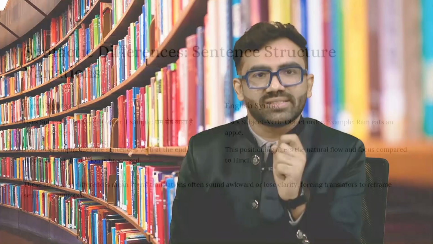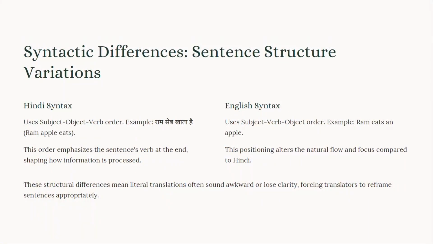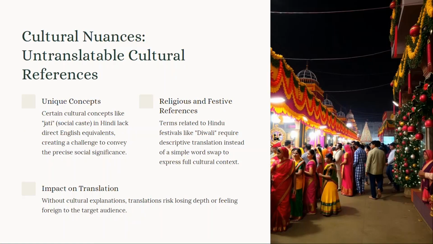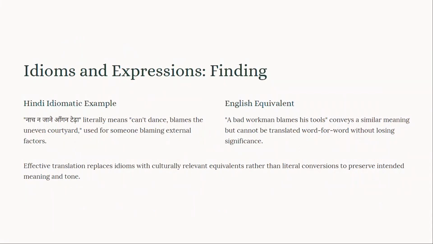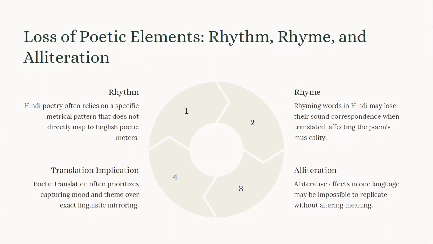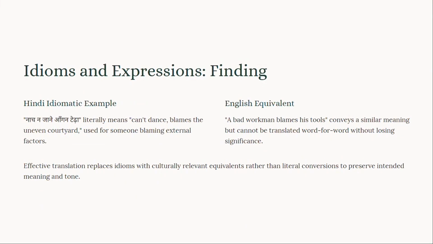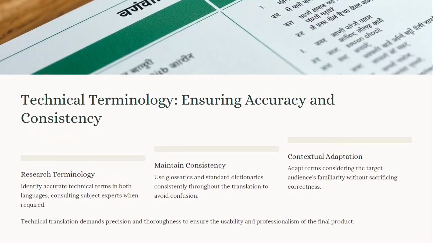And that's it for today's case study. What we have learnt, what we have discussed: first lexical ambiguity, we have discussed syntactic differences, sentence structure differences, then we have talked about cultural nuances, then we have talked about idioms and expressions. Also, one thing which we are forgetting is loss of poetic elements. Okay, pause. We have talked about idiomatic expressions. Now, we are going to talk about technical terminology. Whenever there is technical terminology, how do we ensure accuracy and consistency?